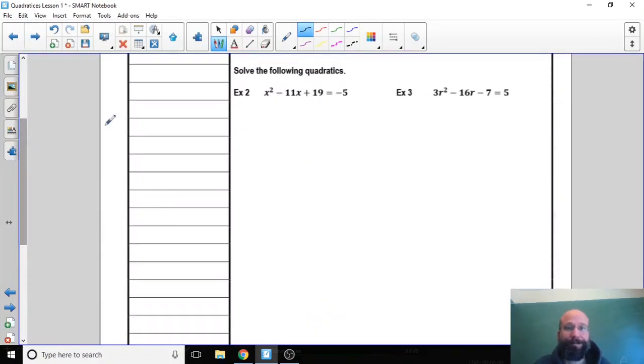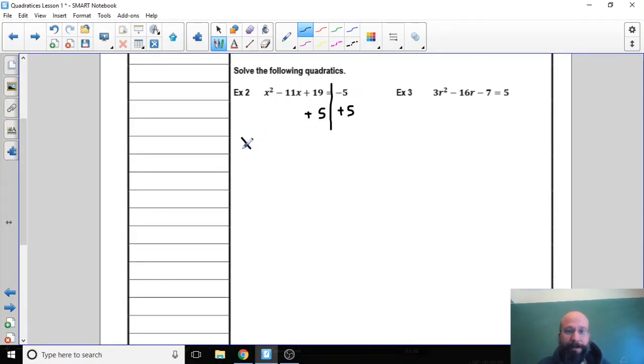All right, so here's another example. Here's another problem. It's 2 problems. We're going to do this one over here. The first thing you have to do is get it to equal 0. This doesn't equal 0. So I'm going to have to move that negative 5 over to the other side. Right? I need this to equal 0. So the opposite of negative 5 is positive 5.